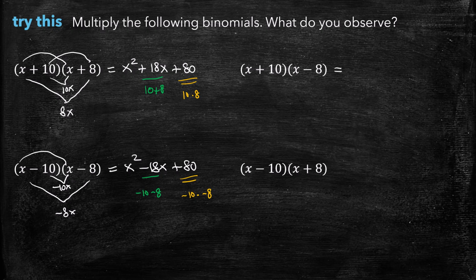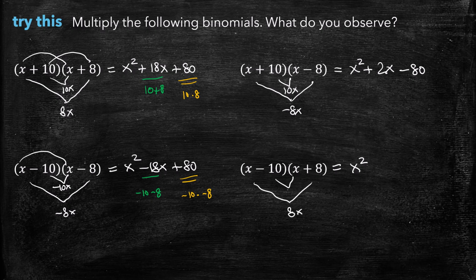Noticing those patterns, I know that the first terms will give x squared, so I'm not going to even indicate that. But what's going to go on here? The outer terms, negative 8x, the inner terms, because they're opposite signs, they will combine to give a different middle term. And the last terms, 10 times negative 8 is negative 80. Notice how I'm starting to take some shortcuts to get to the final answer. So once again, the first term is x squared. The outer terms is 8x this time, and the inner terms negative 10x, minus 2x, and minus 80.